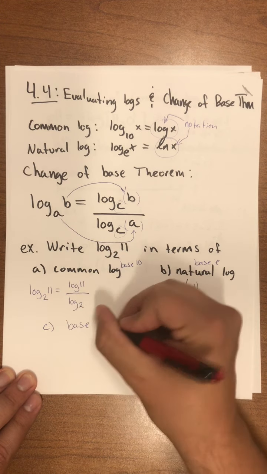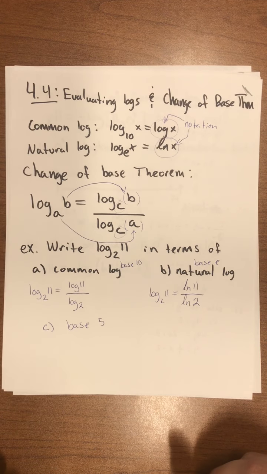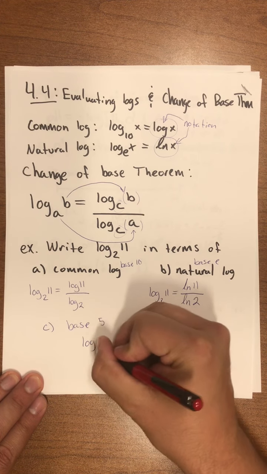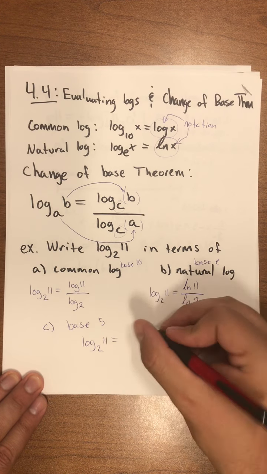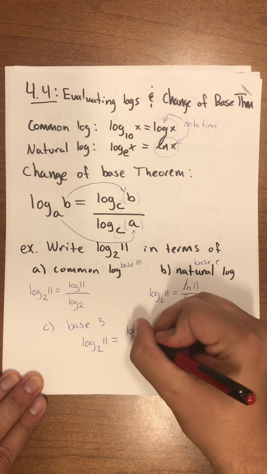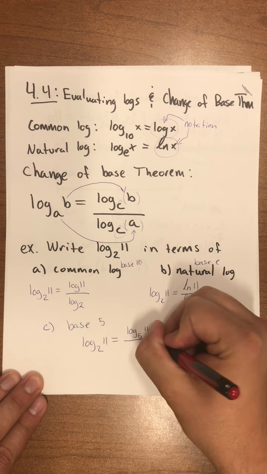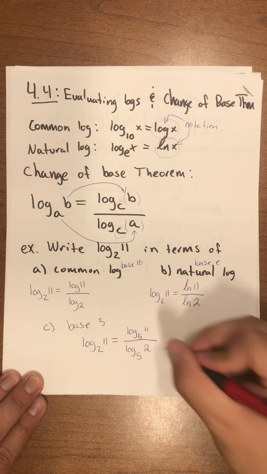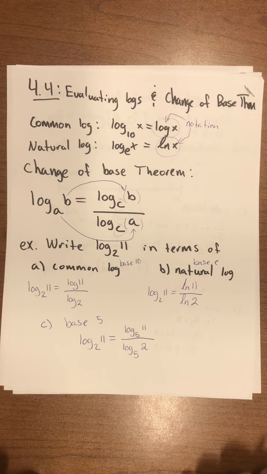Let's just do a part C here. Let's just write that in base 5, so we can actually see the base rather than common log or natural log. We'll put base 5 here. So log base 2 of 11 is equal to log base 5 of 11 divided by log base 5 of 2.